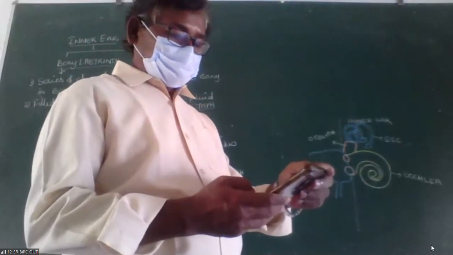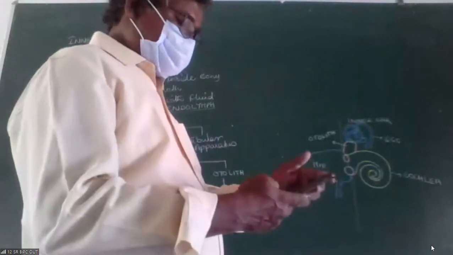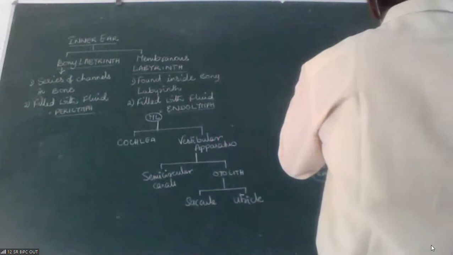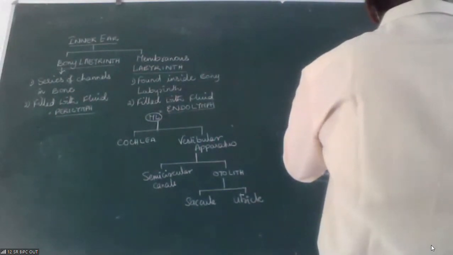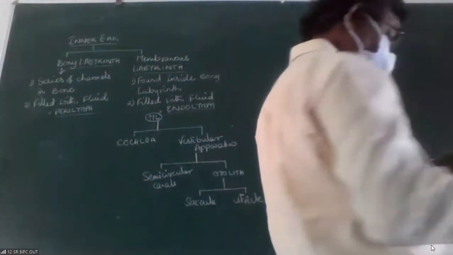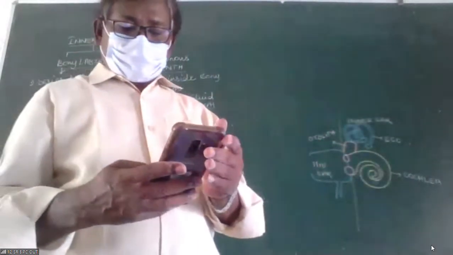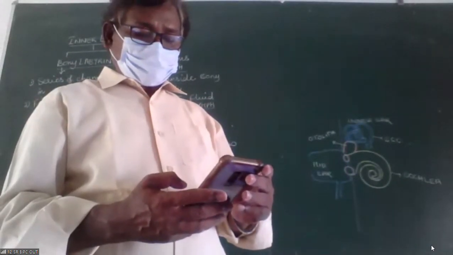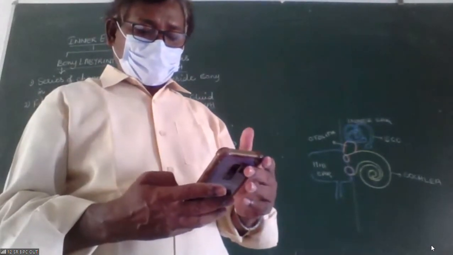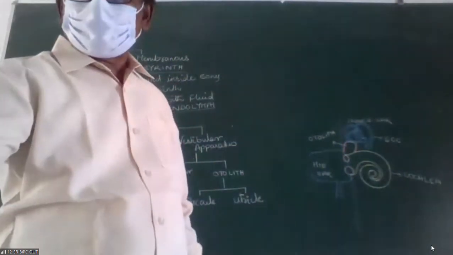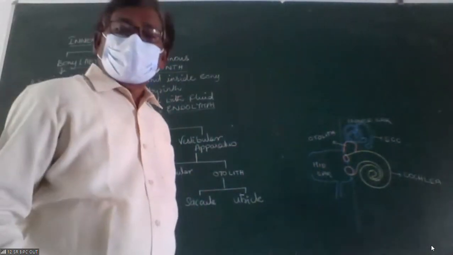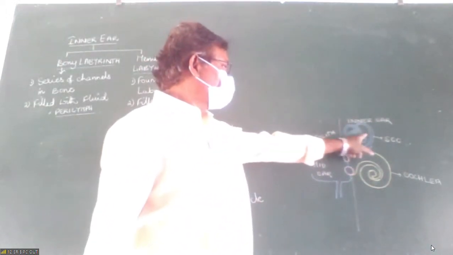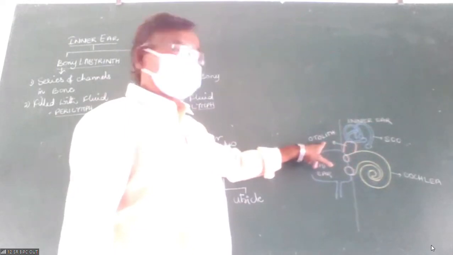And what are the three? The three of them, and one is a cochlea. And the second one is vestibular apparatus. And the vestibular apparatus again consists of what? Vestibular apparatus consists of two organs, namely semicircular canals and otoliths. So these three, 1, 2, 3, these are semicircular canals, and this is said to be otolith.